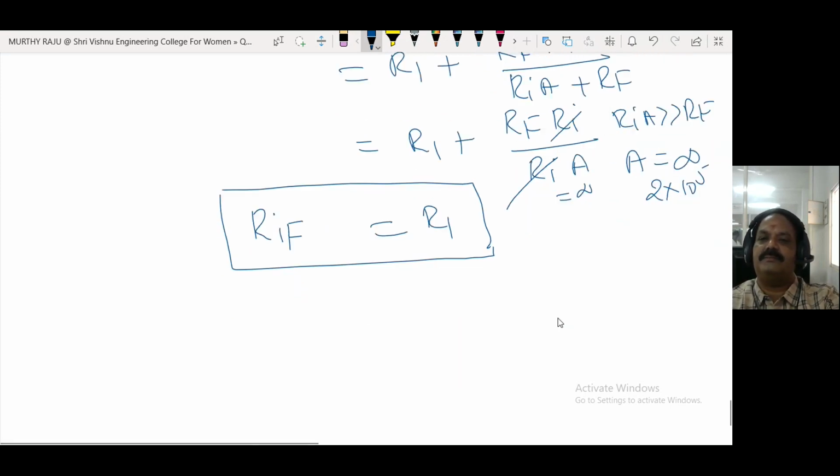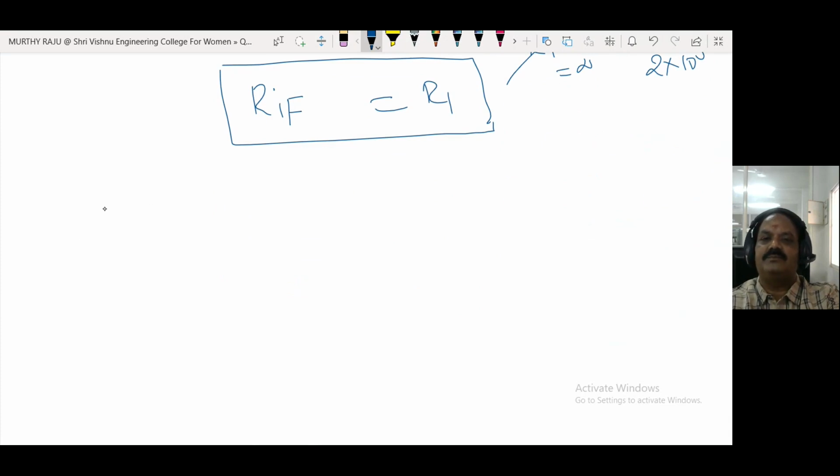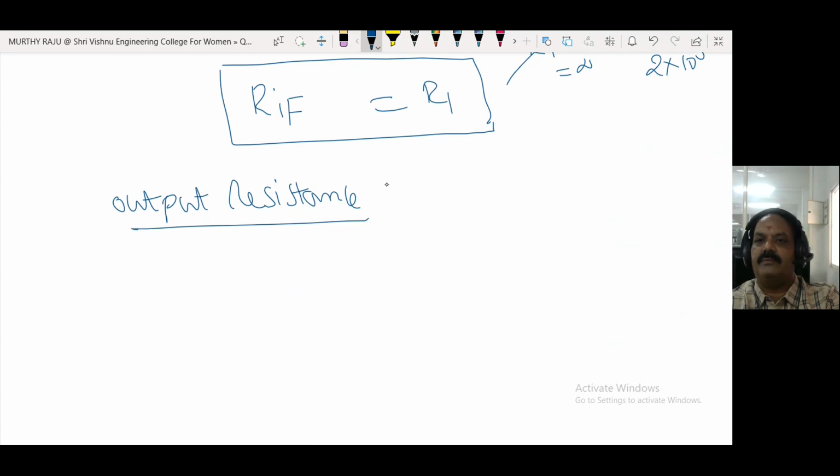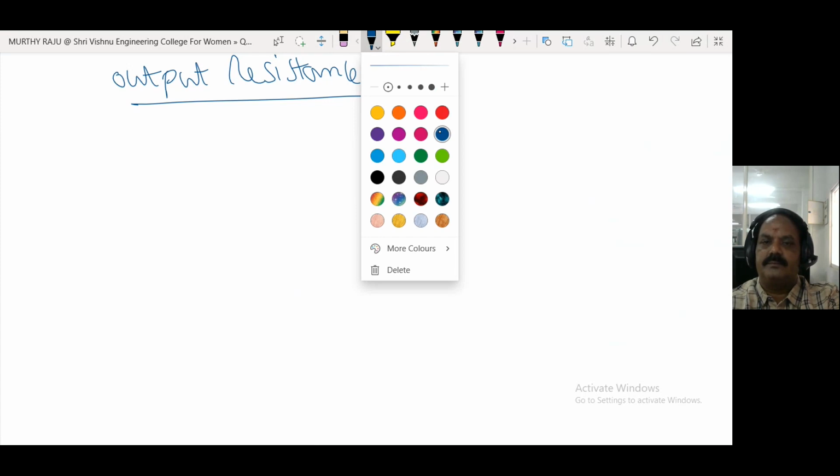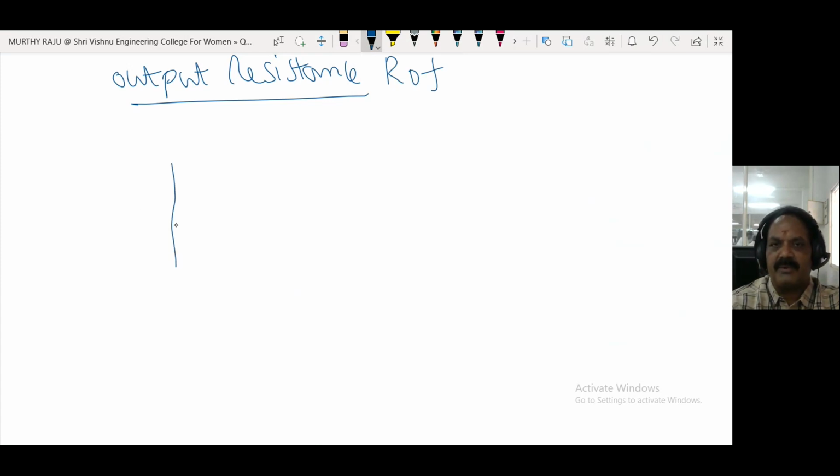Next one is output resistance. Calculate output resistance. Consider the first diagram of the operational amplifier. This one is the plus and the minus. Plus is connected to ground in the inverting mode.